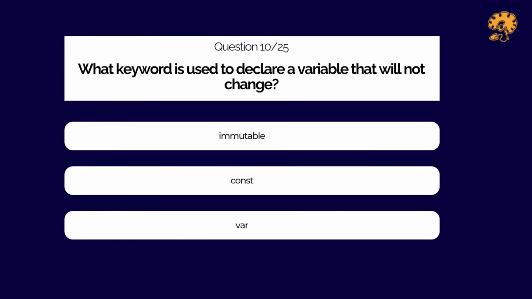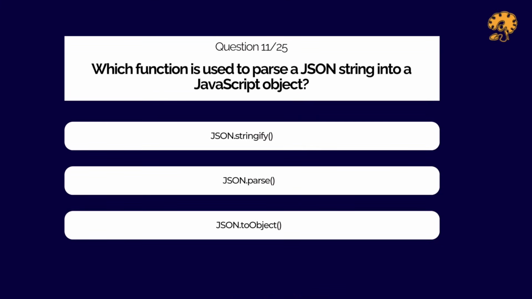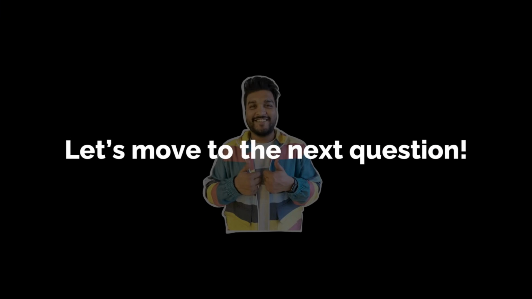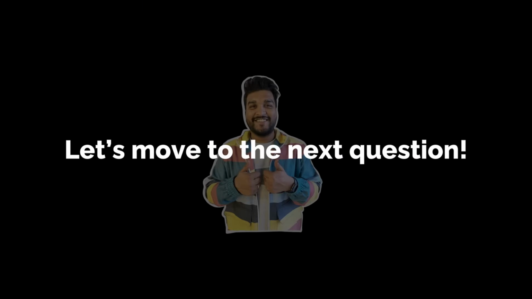What keyword is used to declare a variable that will not change? Let's move to the next question. Which function is used to parse a JSON string into a JavaScript object? Let's move to the next question. What is the purpose of the finally block in error handling? Let's move to the next question.